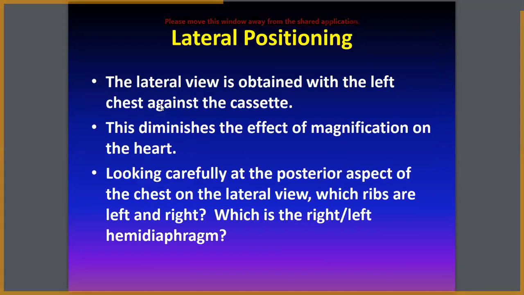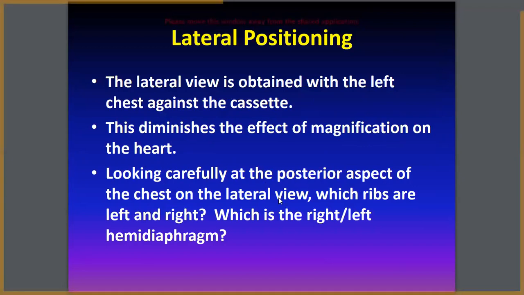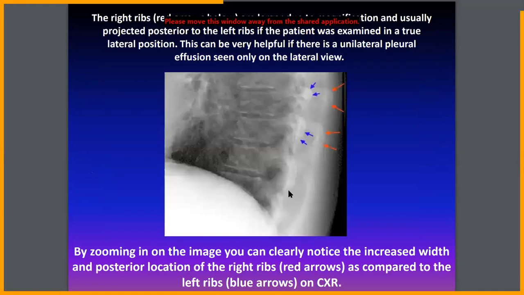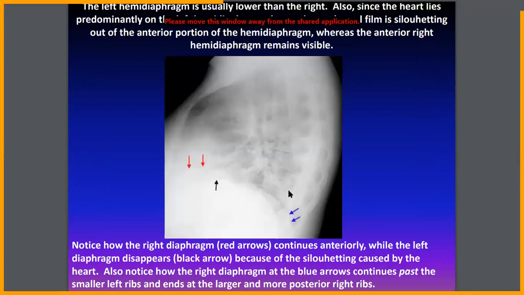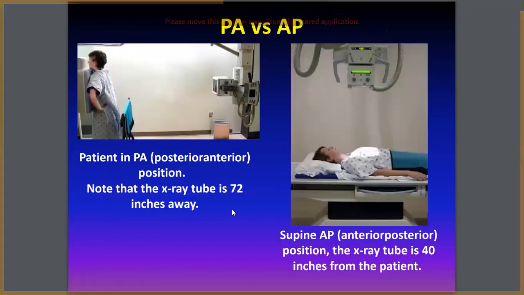Lateral positioning is obtained with the left chest against the cassette. This diminishes the effect of magnification on the heart. Looking carefully at the posterior aspect of the chest in the lateral view, we will see which ribs are left and right, and which is the right or left hemidiaphragm. So this is the lateral positioning. Posterior-anterior and lateral films are generally read together to check if there is any deformity.